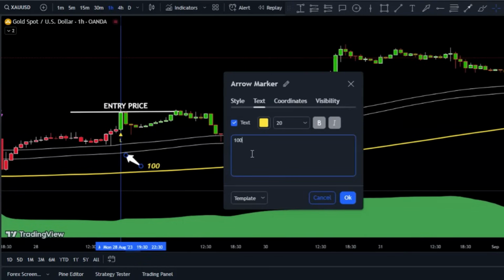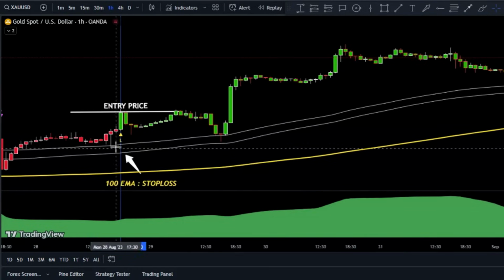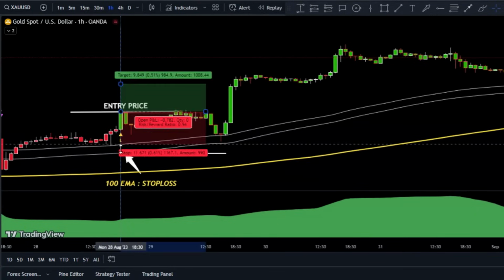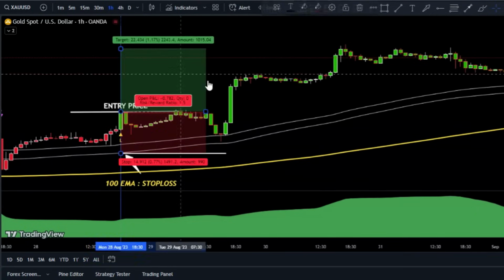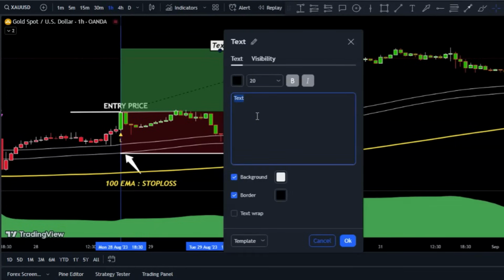After entering, place the stop loss below the moving average 100 band, and target 1.5 times the stop loss amount for profit taking.